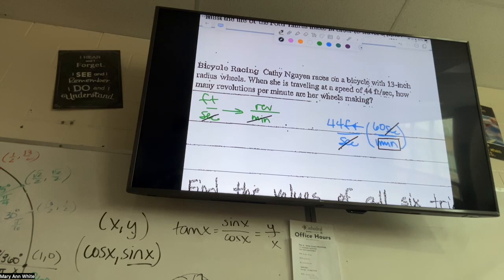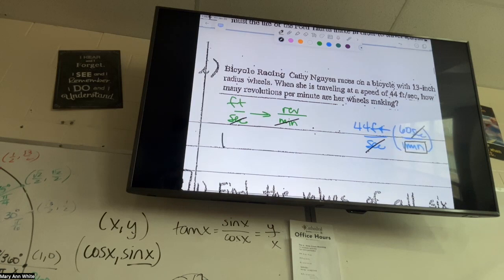Okay, remind me, what did we say was the same thing as a revolution? The circumference, going all the way around. So 1 revolution is equal to the circumference. So we've got to figure out what my circumference is. Circumference is pi d or 2 pi r. Which one do I have? Do I have r or d? R. I've got r, I've got 13. So it's 26 pi or approximately 81.68. And that r was in inches, so my circumference is in inches.